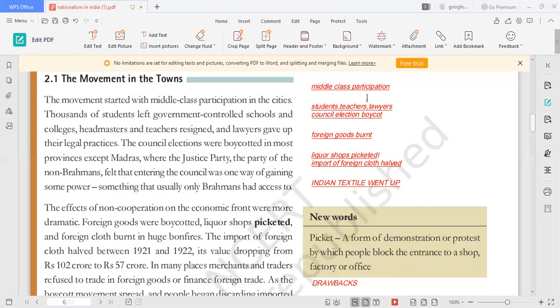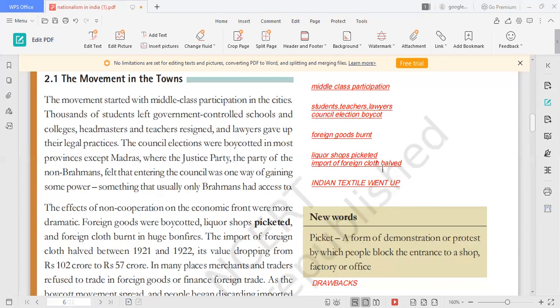So in the movement of the cities, there was middle class participation: students, teachers, lawyers, and council election boycott. Foreign clothes and foreign goods were burnt, liquor shops were picketed. Picketed is sitting in front of the shop and not allowing the shopkeeper to open the shop. This is also a kind of protest. So import of foreign cloth halted, Indian textile went up.